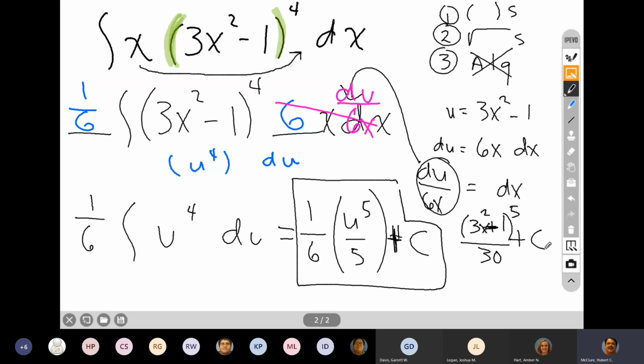I'm going to erase some of this. Let me find my eraser because I can't hardly see it. I'm going to erase some of this over here, and it didn't do what I wanted it to do. There.